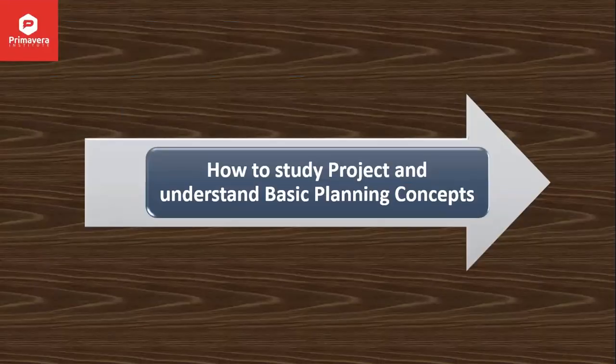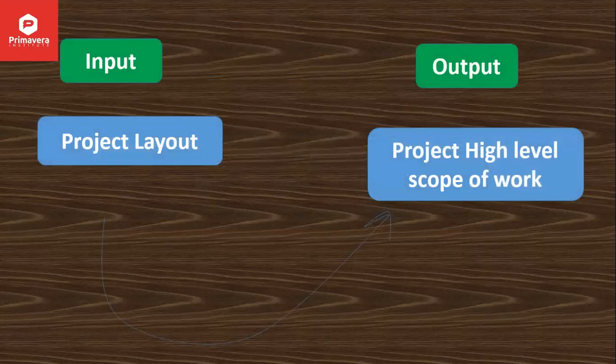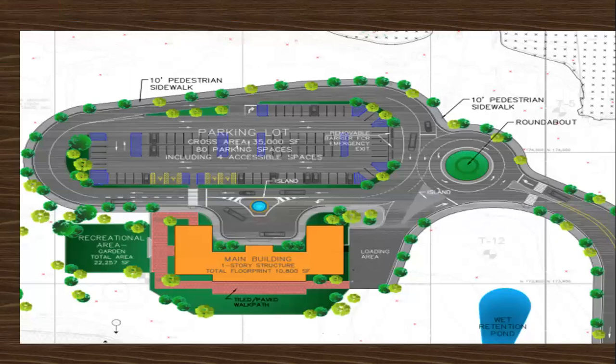But before jumping into scope management, you must know the basic things about project planning. So what are these basic things? When a project initiates, the client will present one project layout, and you have to derive the basic information, like the project's high level scope of work, out of it. So how will you do it? Your project will look like this.